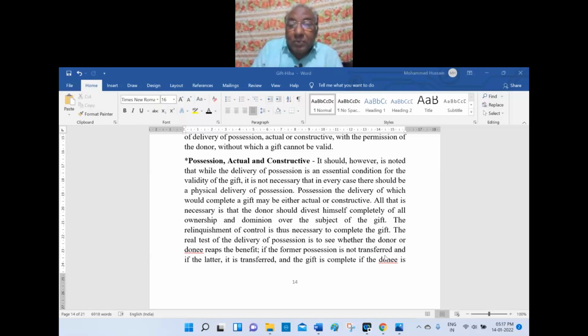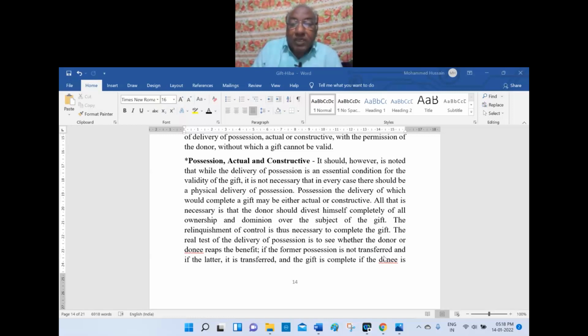So the delivery of possession which completes the gift may be either actual or constructive. Actual means passing on the delivery of the goods to the donee by the donor. Constructive means implied, already staying over there. All that is necessary is that the donor should divest himself completely of all the ownership and dominion over the subject of the gift. Whenever a person is going to give a gift, he has to lose all the ownership and dominion over that property. Not a single if, no condition should be there.